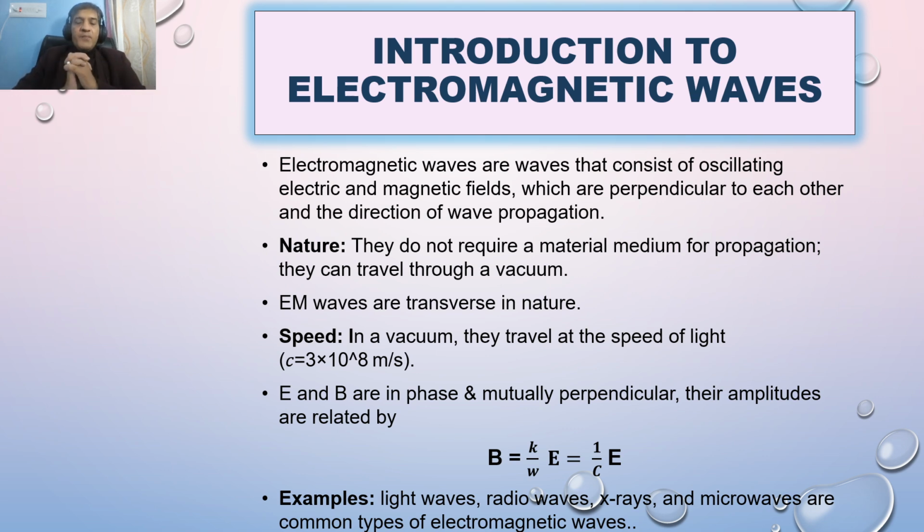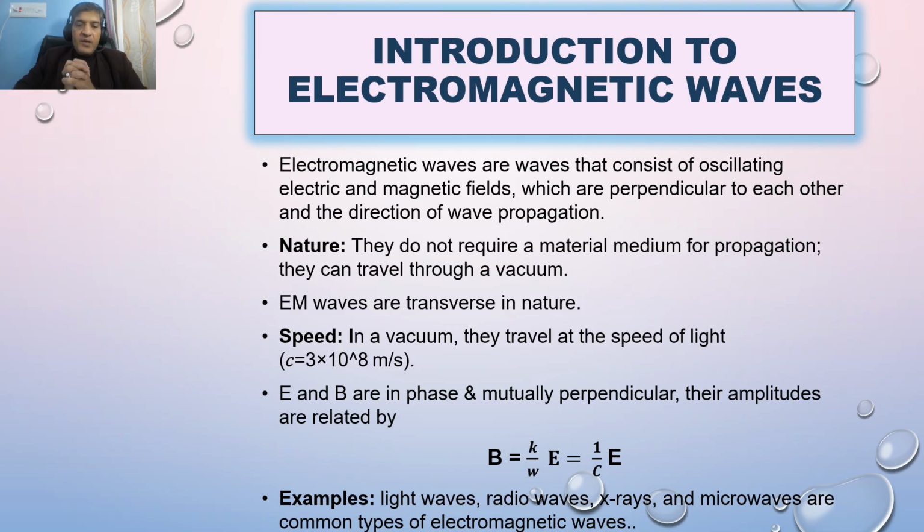So, here is the first PPT. First, I will read individual points one by one, and then we will explain each of them so that you may understand in a better way. The first point, regarding the introduction of electromagnetic waves, is that electromagnetic waves are waves that consist of oscillating electric and magnetic fields which are perpendicular to each other, and these two fields are perpendicular to the direction of propagation of the wave.